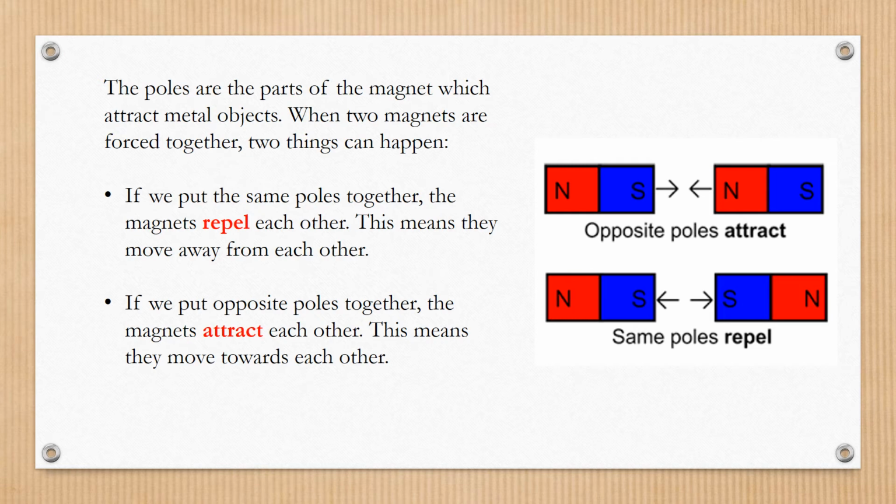When two magnets are forced together, two things can happen. If we put the same poles together, the magnets repel each other. This means they move away from each other. If we put opposite poles together, the magnets attract each other. This means they move towards each other.